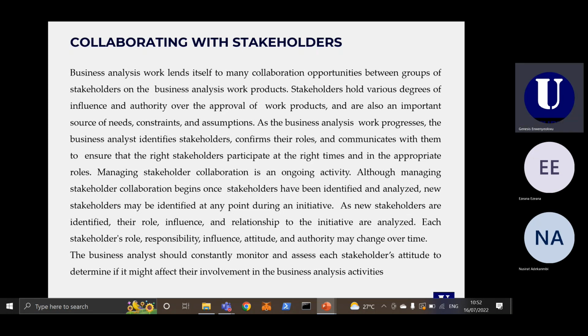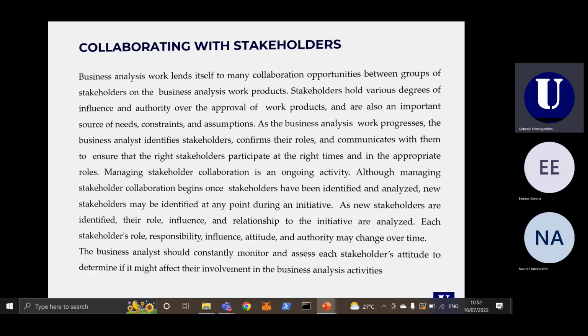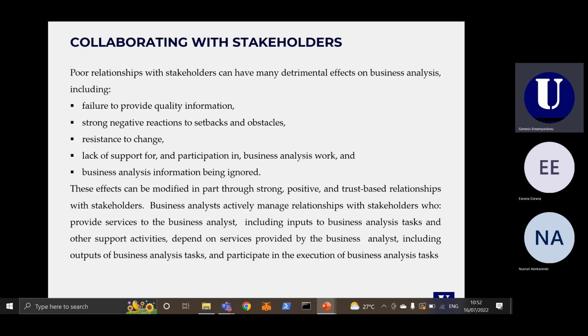So collaboration has to do with managing stakeholders. Stakeholder collaboration is an ongoing activity, right? And even as you have new stakeholders, you need to understand who these new stakeholders are. Yesterday, we had some new guys joining the team, and we did a little bit of introduction to understand who you are and how I will be of service to you as a product owner, as a business analyst. So understanding your stakeholders is very, very important in ensuring effective collaboration with your stakeholders.